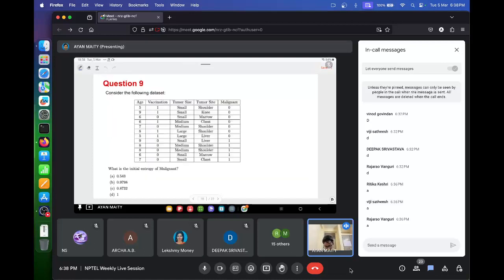Consider the following dataset. So this is a dataset consisting of 4 input features, and this malignant is the target variable. So you have to find out the initial entropy of malignant. For this target variable malignant, you have to find out the entropy.